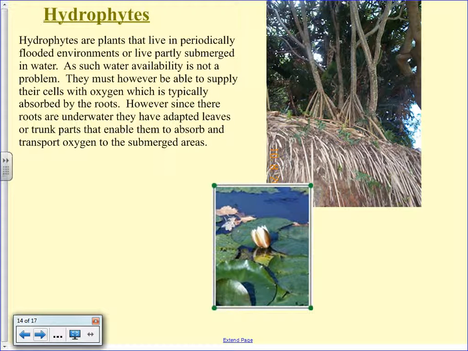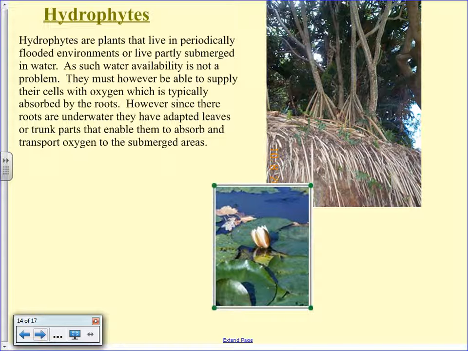All right, plants can be essentially grouped into two categories: hydrophytes and xerophytes. The suffix phytes, sometimes also written as philic or phile, would mean hating or loving. Loving, yeah.